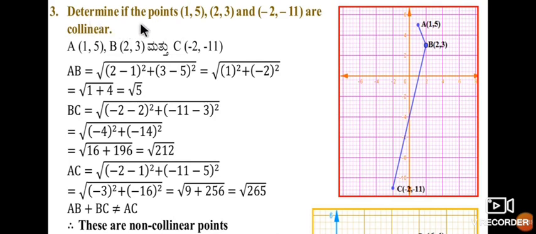Determine if the points 1, 5, 2, 3 and minus 2, minus 11 are collinear. Collinear means three points. For example, consider A as (1, 5), B as (2, 3) and C as (minus 2, minus 11). Collinear means these 3 points lie on a same plane.